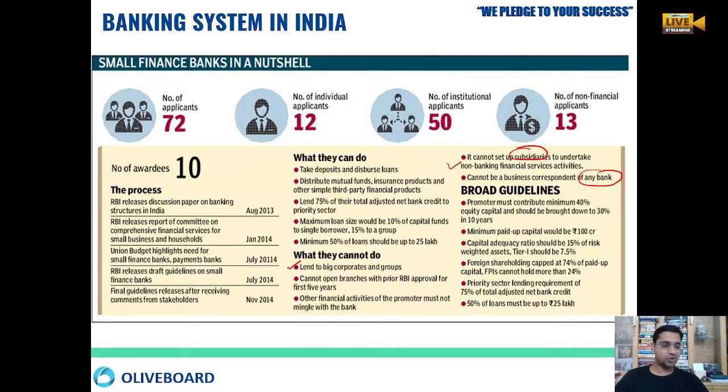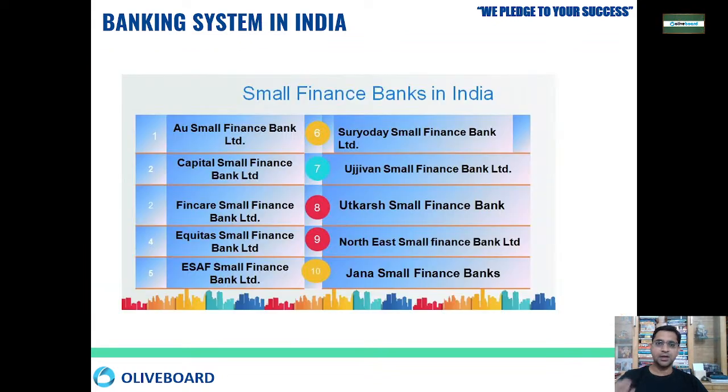There are a lot of business correspondent banks for the large banks. So a small finance bank will not be working as a business correspondent of any bank. Okay, these are some of the technical things which are normally just for reading purposes. You can do the reading whenever you have time. Now, these are some examples of small finance banks: AU Small Finance Bank, Suryodaya, Capital, Ujjivan, Utkarsh, Northeast, Jana Small. All of these are small finance banks, right?